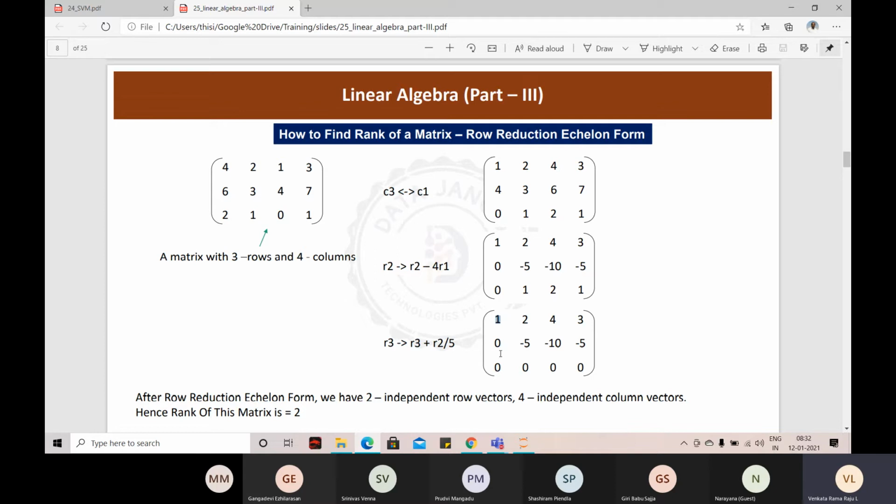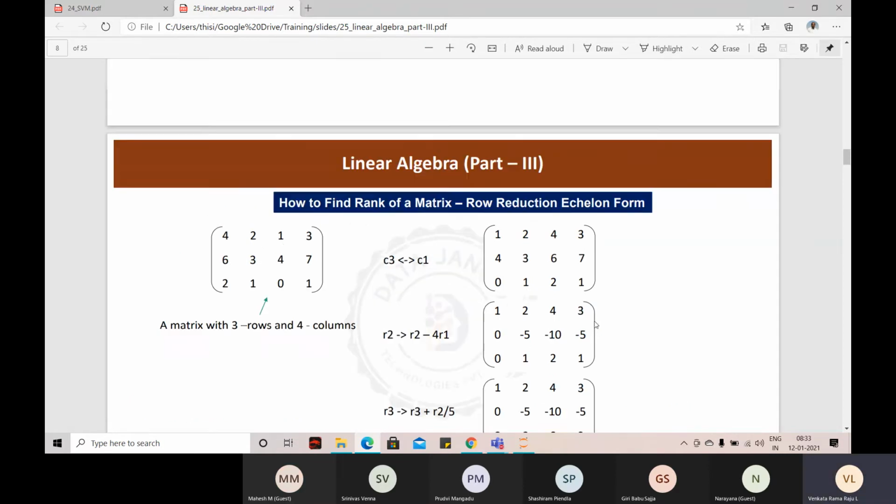If I was able to eliminate that number also, I would have got 3 independent columns and 2 independent rows. But now I've got 2 independent rows and 4 independent columns. After doing this manipulation, the rank of the matrix becomes 2 because we'll take the minimum of the independent rows and independent columns. Got it?